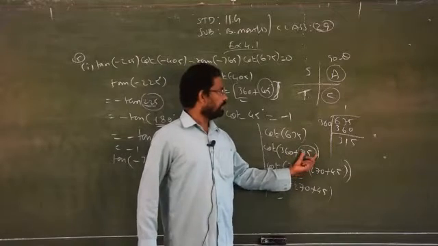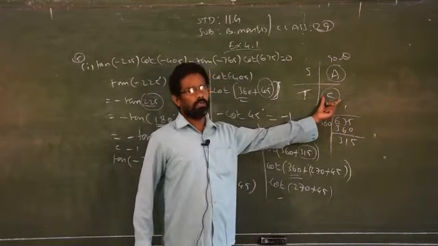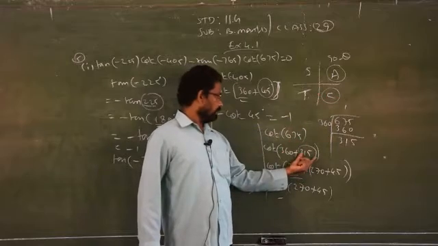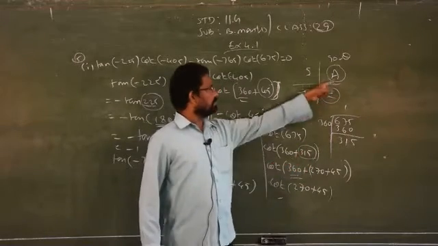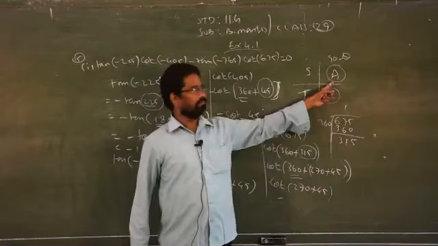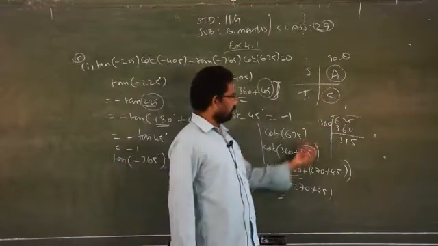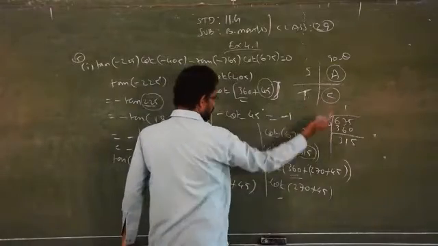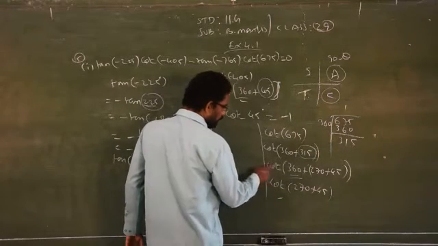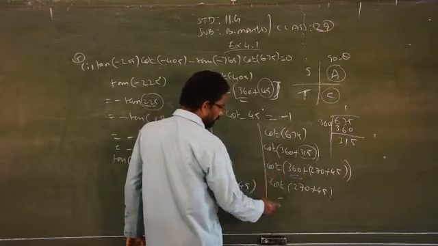So 315 comes under which quadrant? Fourth quadrant, because 360 is one full circle, so you have to see only 315. So 315 comes in the fourth quadrant. In the fourth quadrant, cos alone is positive, the remaining are negative. Therefore, here the given ratio, cot, will be minus.